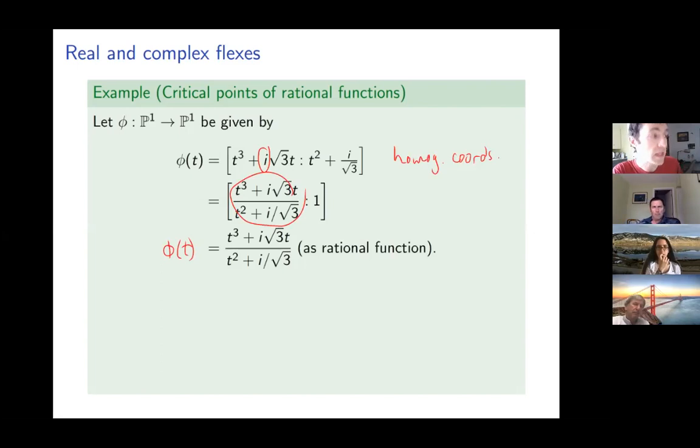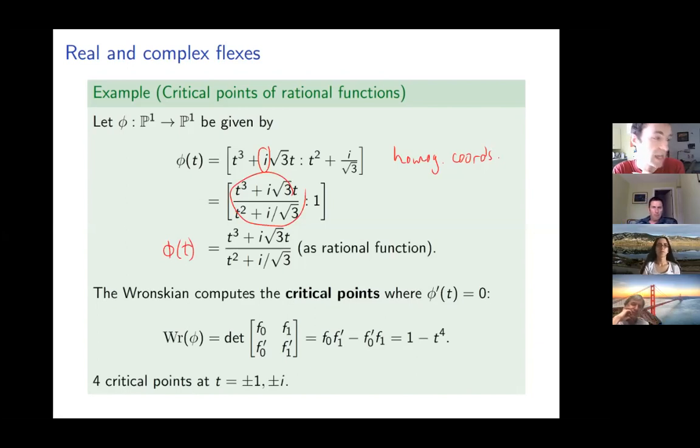And so classically, what is the Wronskian telling us in terms of rational functions? It actually has a simpler interpretation. The Wronskian of this map from P1 to itself is finding the critical points of this rational function where phi prime equals 0. And you can actually see that directly from writing out the Wronskian. So the Wronskian is this determinant, f0 and f1, f0 prime and f1 prime. And if you write out this determinant, it's giving you the quotient rule, f0 f1 prime minus f. So setting this equal to 0 is finding the points where the derivative vanishes.